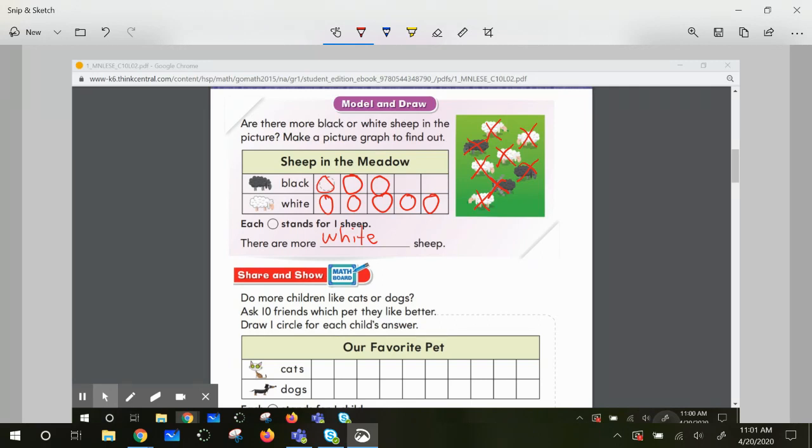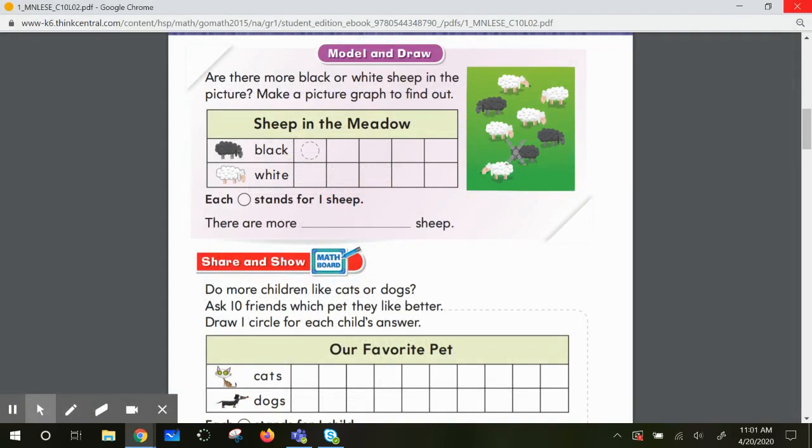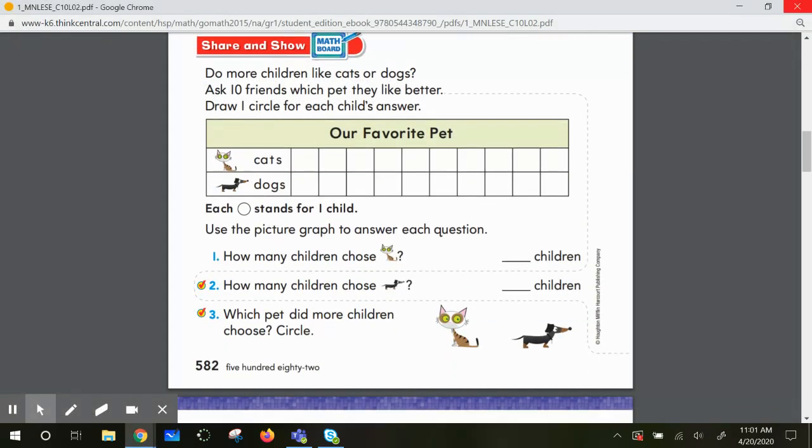Okay, so that is what you're going to be doing with each of these. Now, the next one is going to be a little challenging. I think it'll be fun though. You could have your parents ask on Facebook or any platform, or if you're talking to family or you call friends, you need to find out if they prefer cats or dogs. We're going to fill out a graph that says our favorite pet. So you need to ask 10 friends or 10 people if they would rather have cats or dogs as pets.